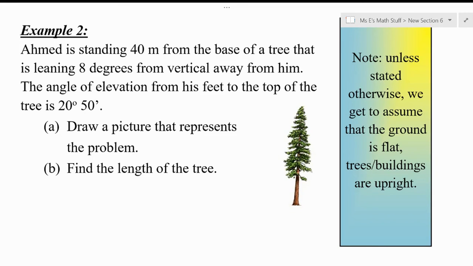So the note, though, from here on out, unless otherwise stated in the problem, we do get to assume the ground is flat and trees and buildings are upright. So Ahmed is standing 40 meters from the base of a tree that is leaning 8 degrees from vertical away from him. The angle of elevation from his feet to the top of the tree is 20 degrees and 50 minutes. And so for part A, I'd like for you to draw a picture that represents the problem. And for part B, find the length of the tree. All right, good luck.